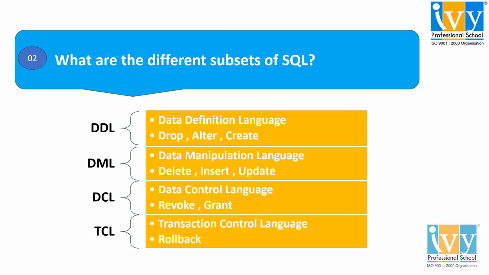Lastly, number 4, TCL, which stands for Transaction Control Language. These commands are used to manage transactions in the database. These are mainly used to manage the changes made by the DML statements. For example, rollback.